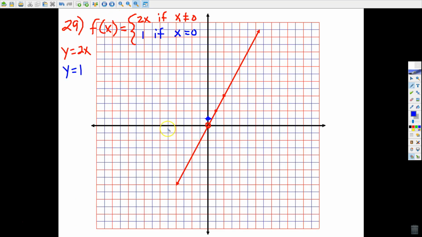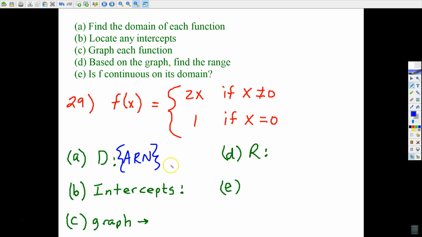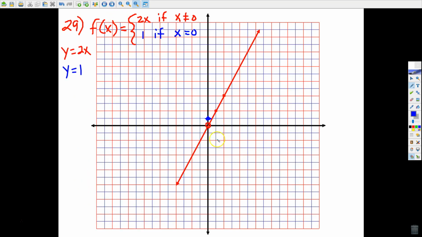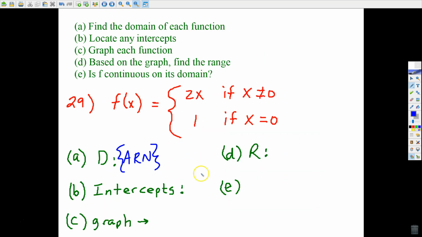Okay, let's take a look at intercepts, the next thing we're supposed to find. Do you see any intercepts? Well, there's really only one. It's this blue dot, because the red line jumped over the origin, so we don't have an intercept on the red. We do on the blue, because that one dot is the point 0, 1 sitting on the y-axis. Okay, we've already done the graph.